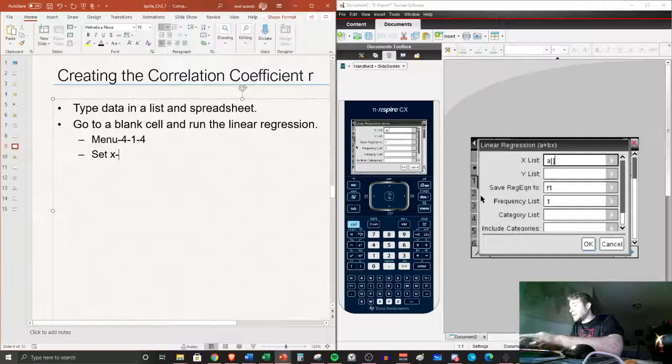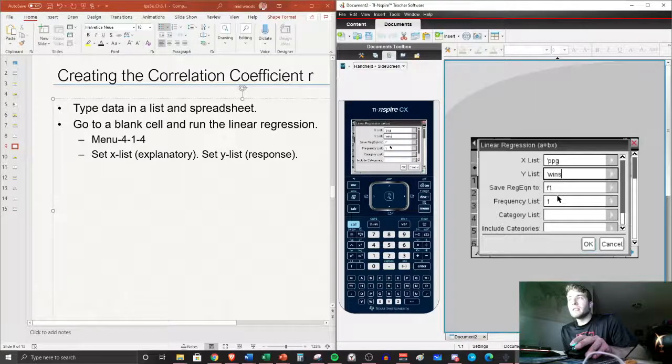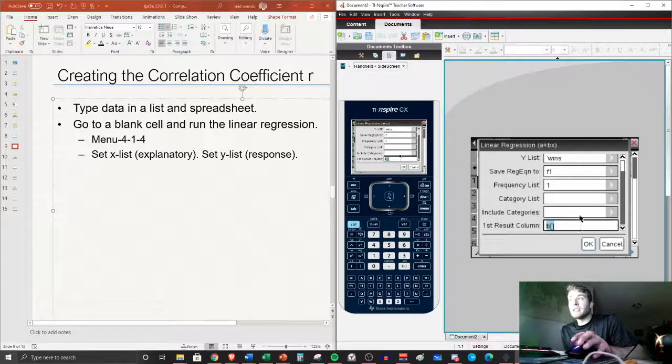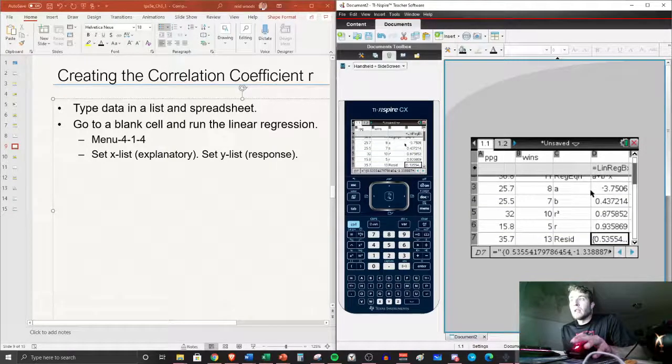Set X list, explanatory, set Y list, as the response. Okay. So we know in here that, and we're going to do this on our calculator, points per game is X, Y list is wins. Now nothing else needs to be done here. We're just ready. So go ahead and hit OK, and there we go. So we see a couple values, but this is the one that we want right here.